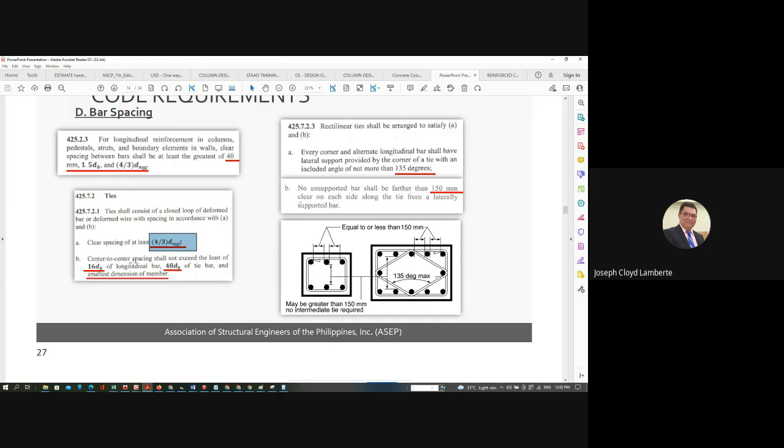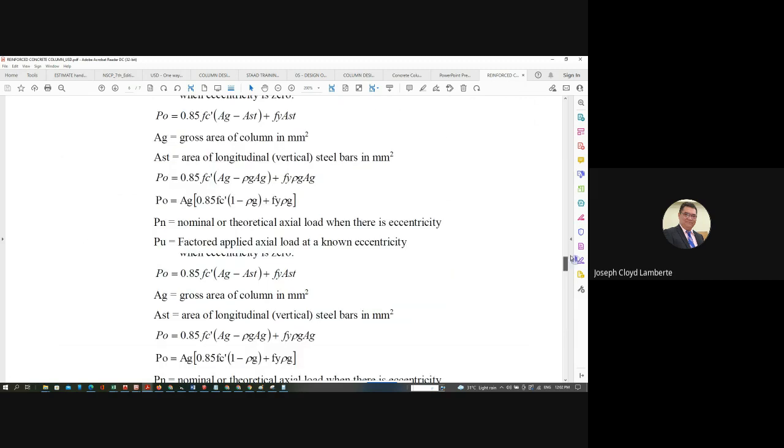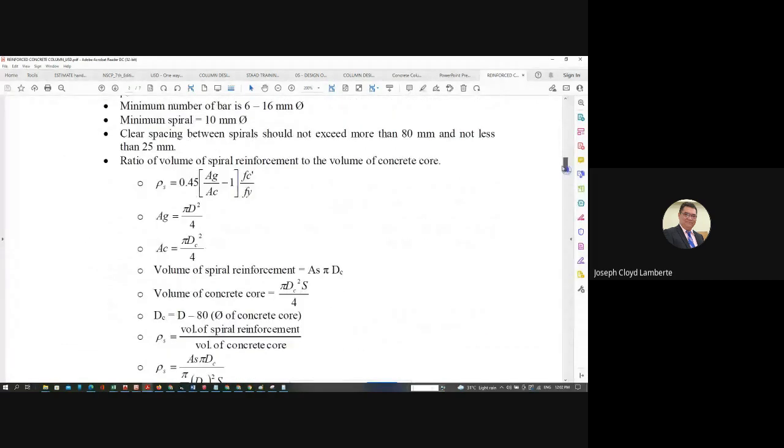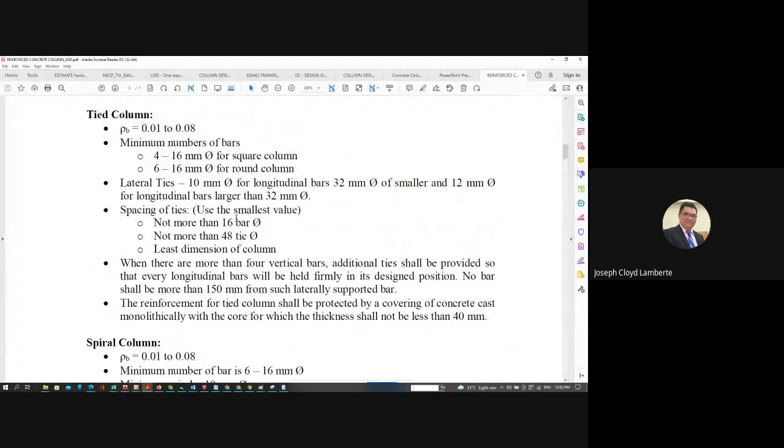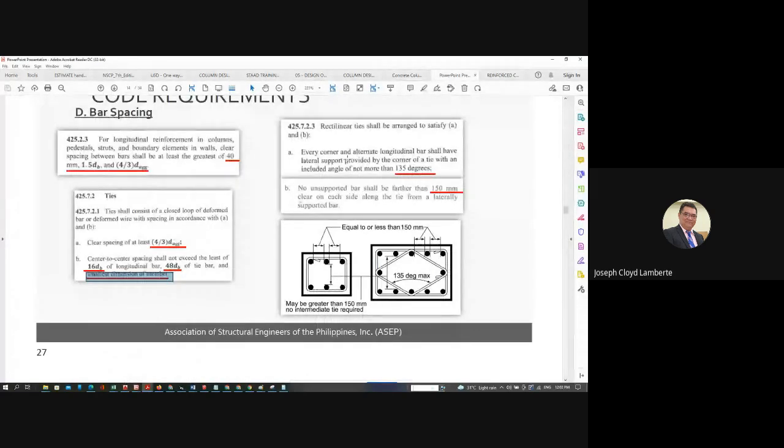Or center to center spacing shall not exceed at least 16 times diameter of bar, 48 times diameter of the stirrup or hoops, or the smallest dimension of the member. So muna akong i-mention kanina, no? Kanina, no? 16, 48, and least dimension. Nasa class. Okay, rectilinear ties shall be arranged to satisfy A and B.